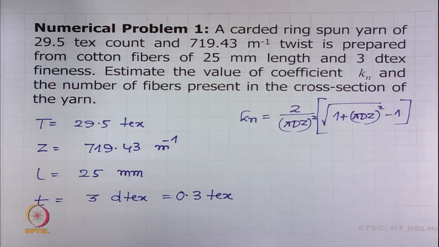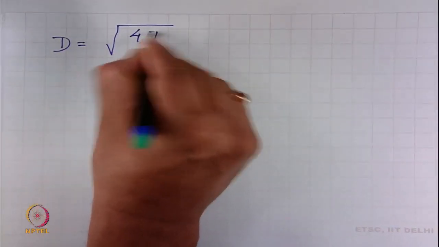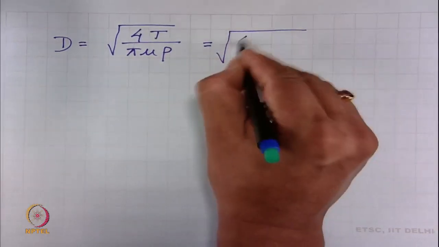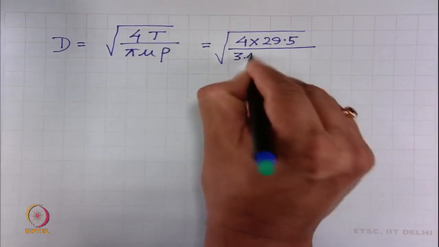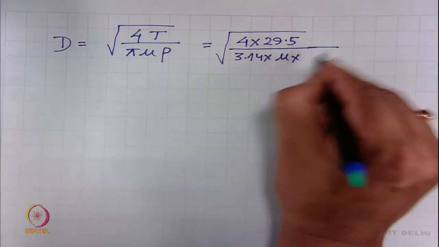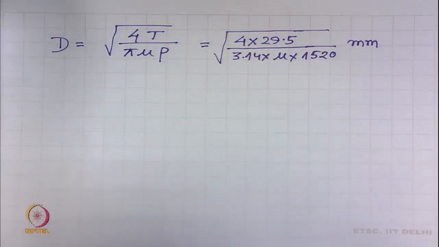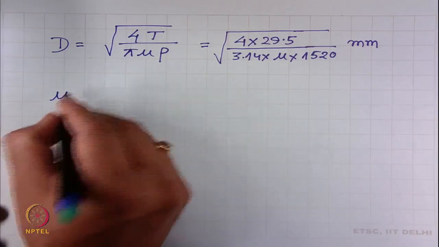How will you determine yarn diameter? Yarn diameter is 4 T by pi mu rho. That is your yarn diameter. T is given. What is T? 4 into T is your 29.5 tex divided by 3.14. Mu is not given and it is a cotton fiber. So, mu is not given. How will you find out mu? You have to come back to your module 3 in order to find out mu.